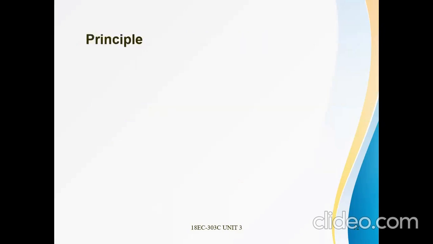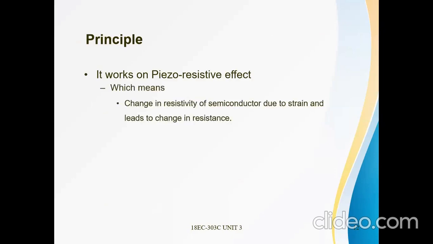What is the principle of operation of semiconductor strain gauges? It works on the piezoresistive effect. That means the change in resistivity of the semiconductor due to strain leads to a change in resistance. The semiconductor resistivity varies due to the applied strain, and it leads to the change in resistance. That is the main principle of piezoresistive. There is no change in dimensions under strain.